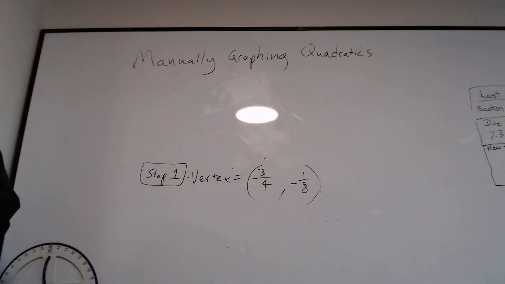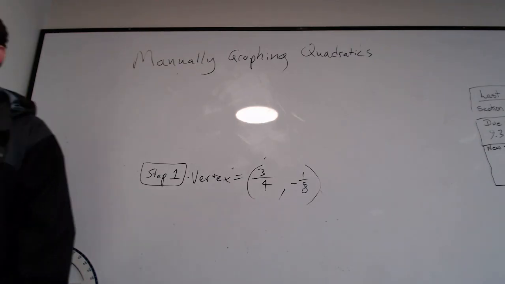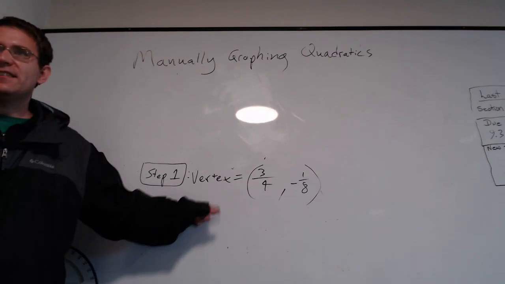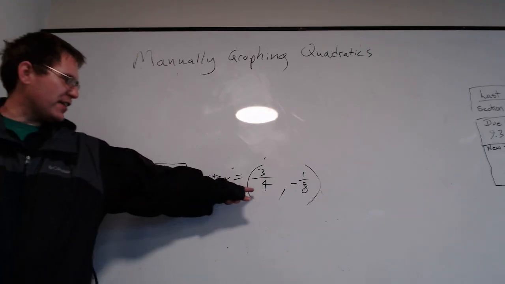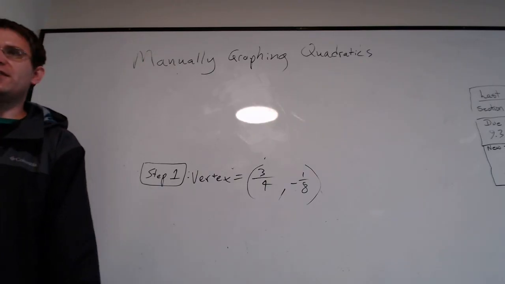So for our process to solve these and graph them manually, step 1, I would recommend you always find the vertex. For the x value, that's -b/2a, and then you plug it in and get your y value for the vertex.